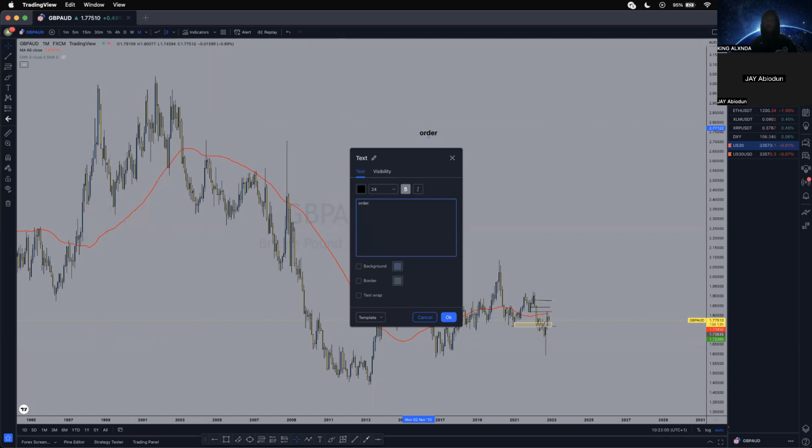Okay. Yeah, this is the order of importance I do. Order of importance. One is structure first. Structure, price action, technicals, and indicators. This one is optional.